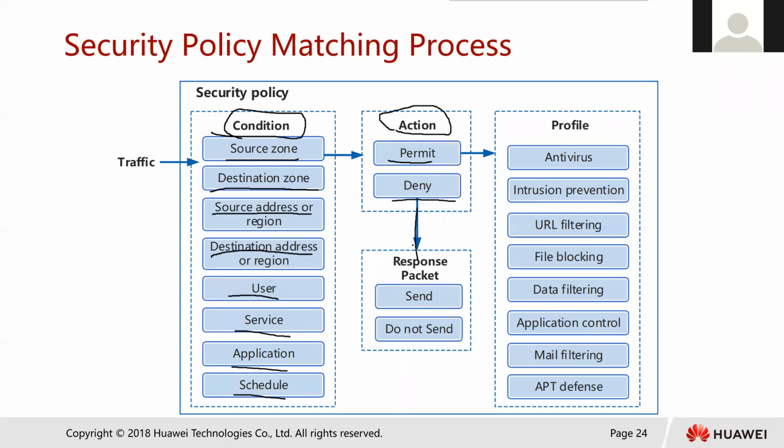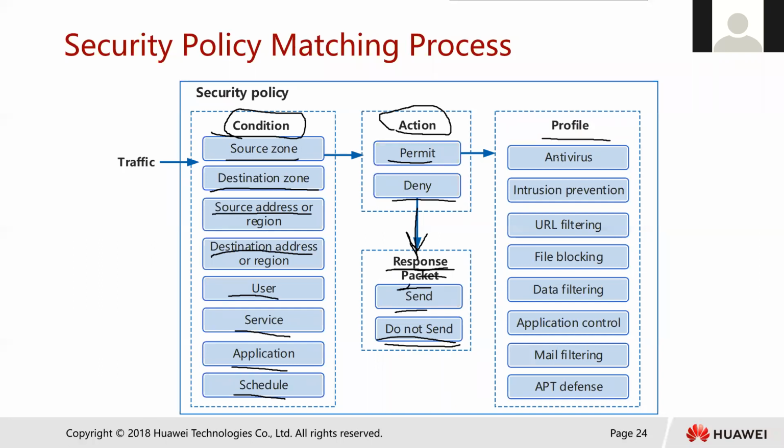If it is denied, you can choose whether or not to send a response packet. For example, for TCP, if the traffic is denied, you can send a TCP reply, which is called the response packet, or you can choose not to send. This depends on your requirements.